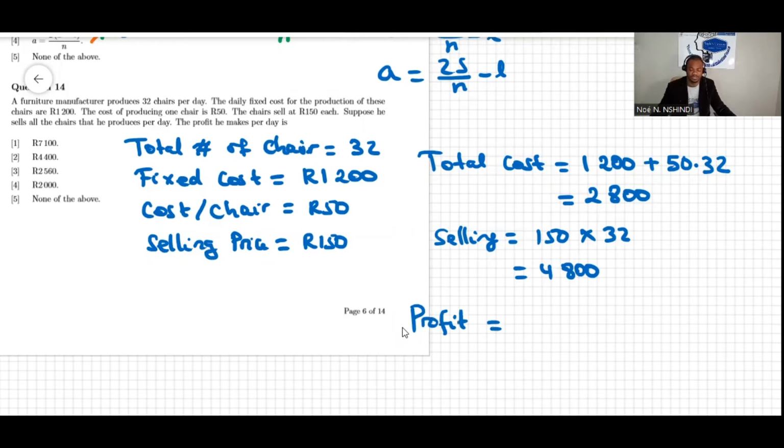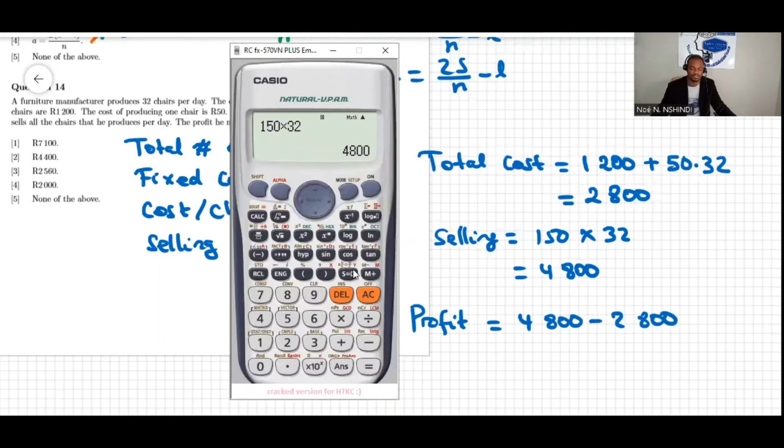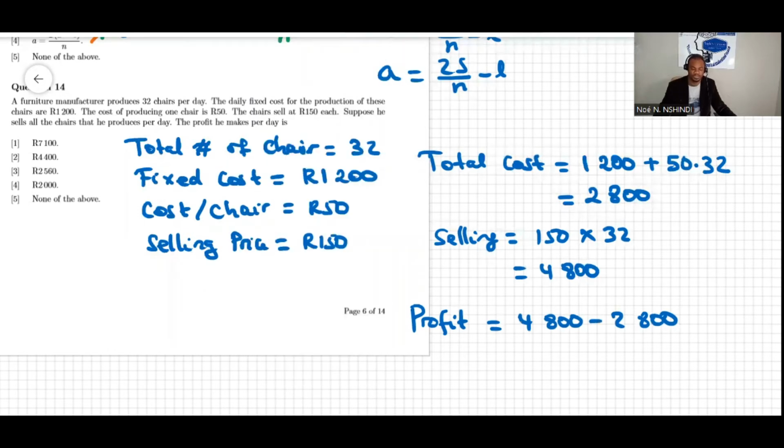Okay, now the profit then will be the selling minus the cost, so it's going to be 4,800 minus 2,800, and this is equal to 2,000. So the profit will be equal to 2,000. So alternative 4, profit equal to 2,800.